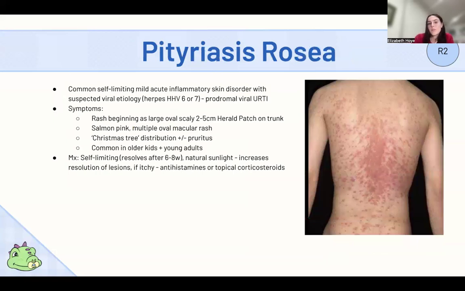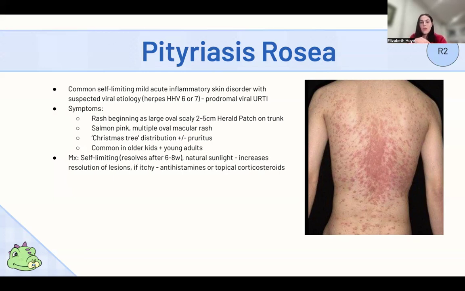This next one is Pityriasis rosea. So I think this is very heavily covered in GP from memory, but it's important to know especially what the rash looks like. So it's usually sort of a viral URTI at the start, and then the rash will come first with a herald patch, so quite a large, like salmon pink, scaly patch somewhere on the trunk, which eventually turns into this Christmas tree distribution, which you can see in the image there.